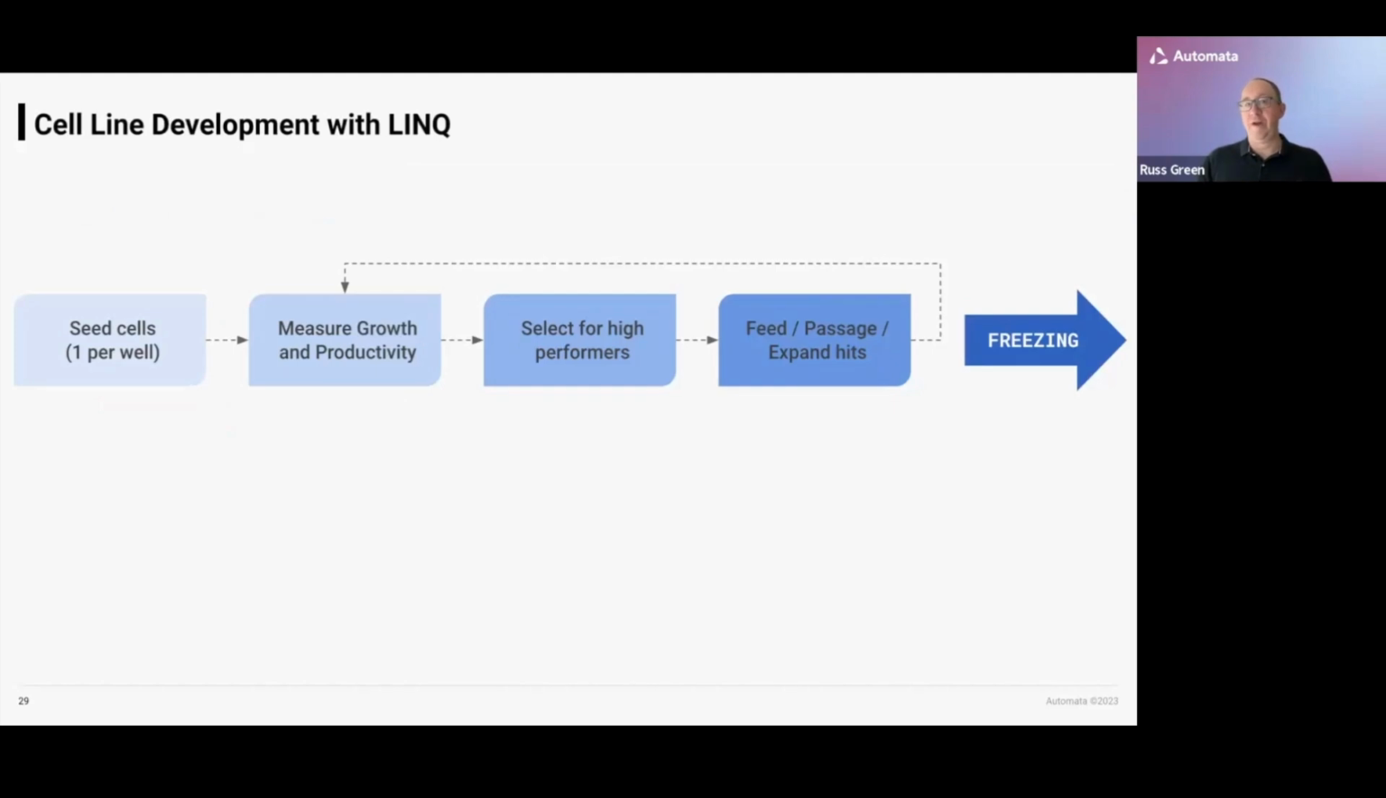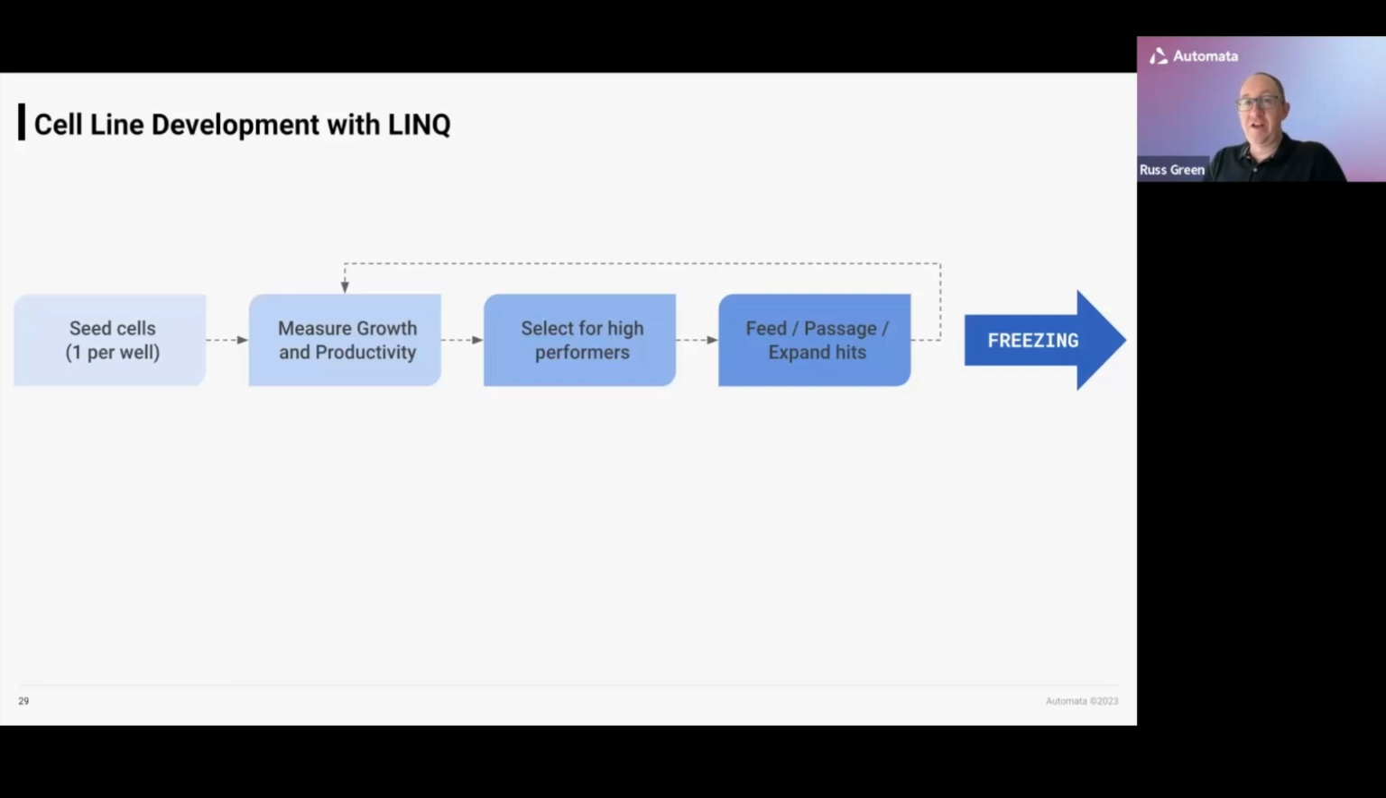The next example I want to talk about is cell line development. In this example, we're seeding cells using some kind of single cell dispenser. And then over a period of time, measuring the growth and productivity of those cells and making decisions on that data to select for the high performers. Those high performers, we then expand typically into larger labware, so we might go from 384-well plates through 96, 48, 24, 6-well plates, or whatever your choice might be. Increasingly characterizing those cells before getting to a stage of having a smaller number of hits and freezing them down.